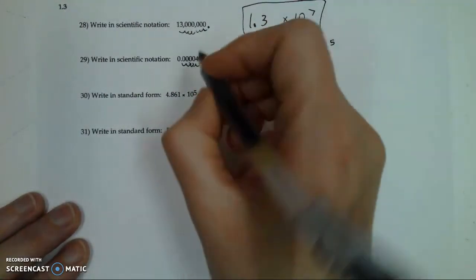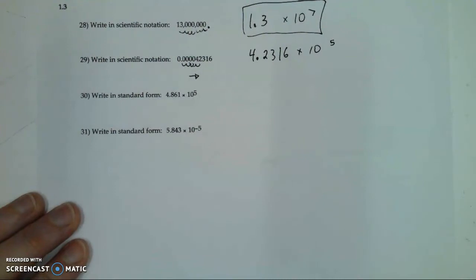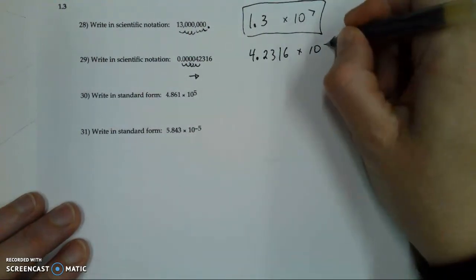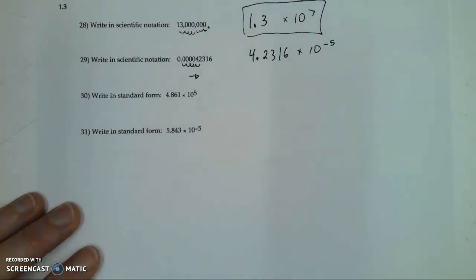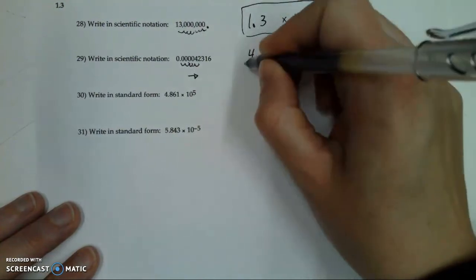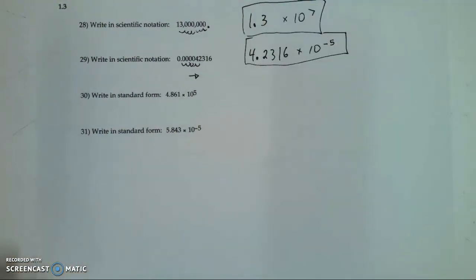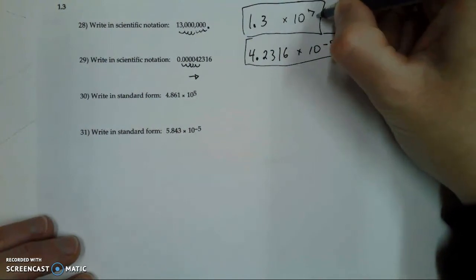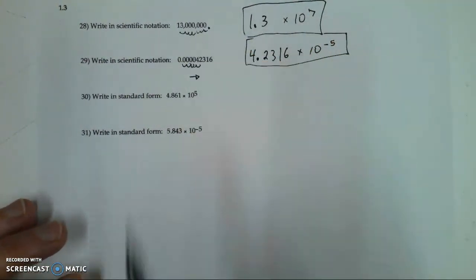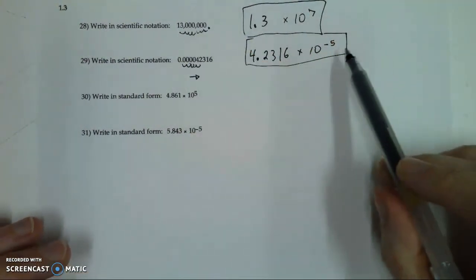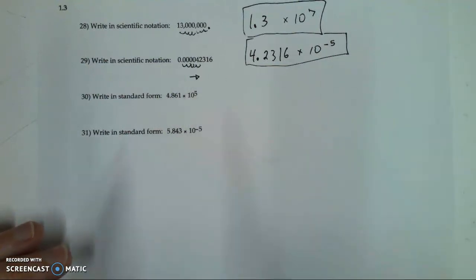But this time, I moved to the right. So I'm going to put a negative. And that's really the only difference. We can always remember, if this exponent's a positive number, that means I have a big number. If it's a negative, that means I have a small number.